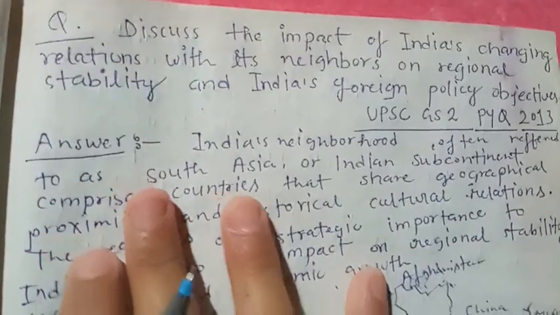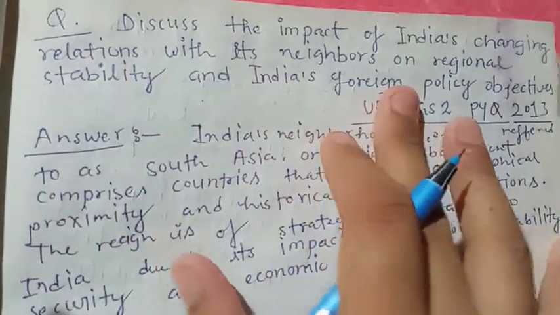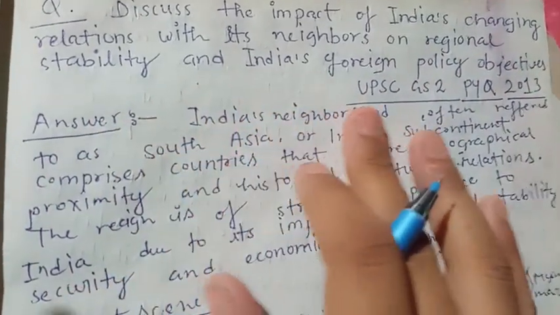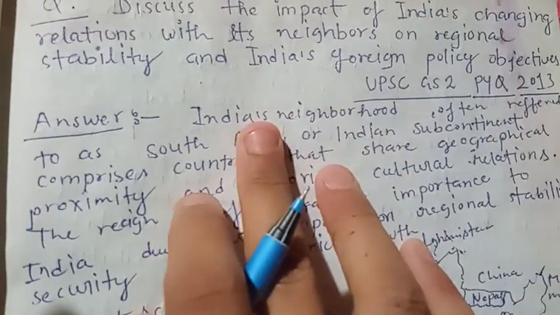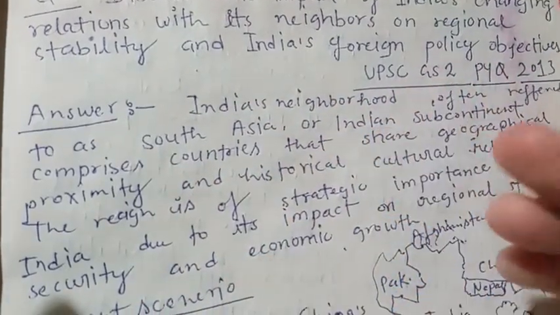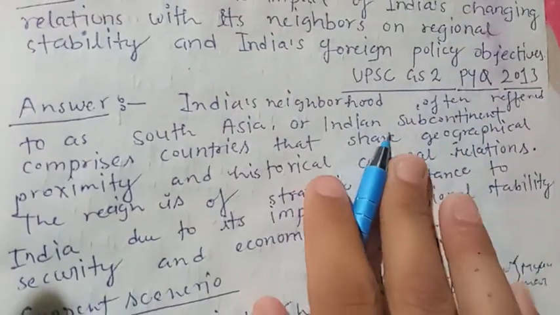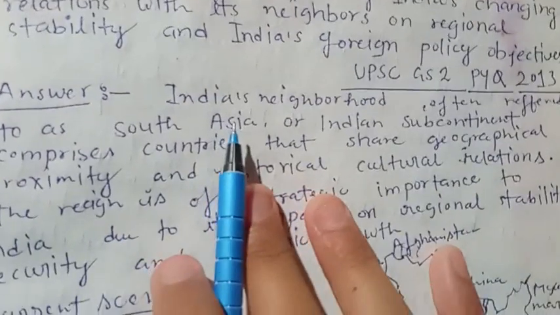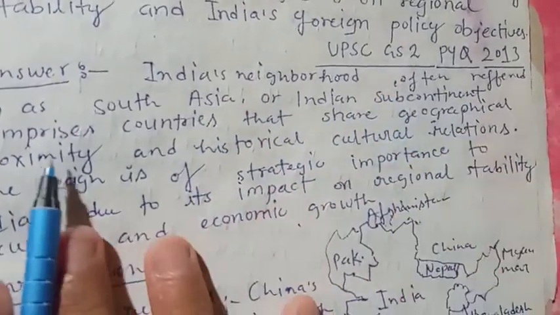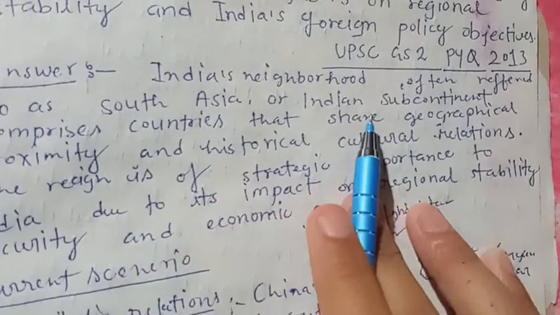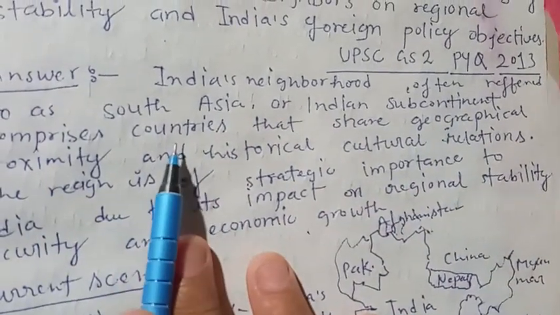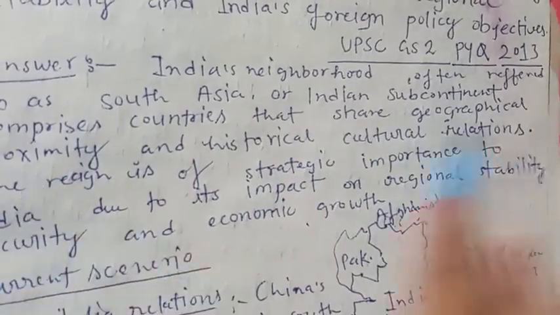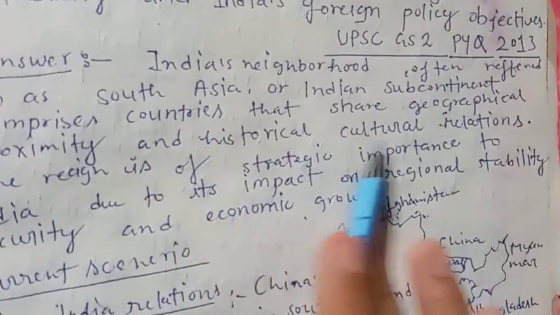So the question was, discuss the impact of India's changing relations with its neighbors on regional stability and India's foreign policy objectives. UPSC question, which was asked in 2013. The answer: India's neighborhood, often referred to as South Asia or the Indian subcontinent, comprises countries that share geographical proximity and historical, cultural relations.